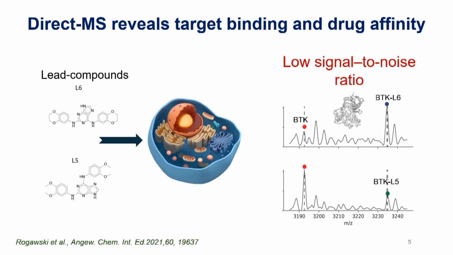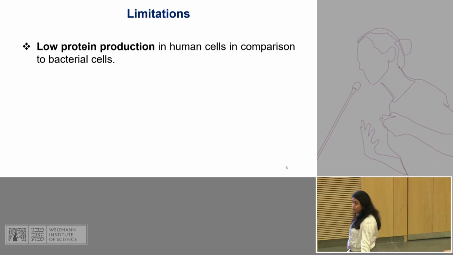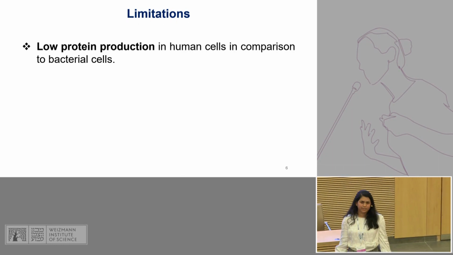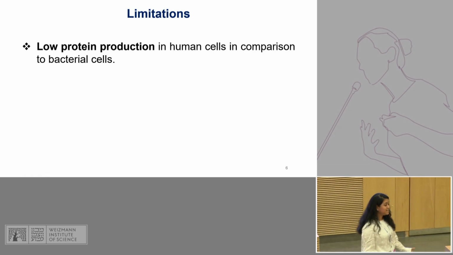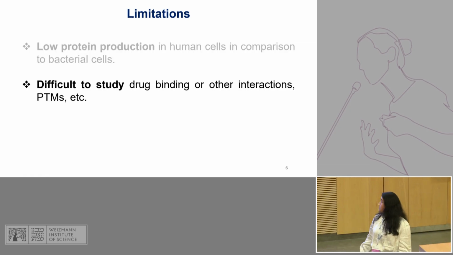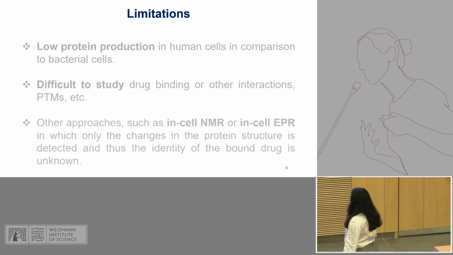However, we can see it has a low signal-to-noise ratio, because we know that in human cells we have very little protein production in comparison to bacterial systems. As a result, it is difficult to study their interactions or any modifications.